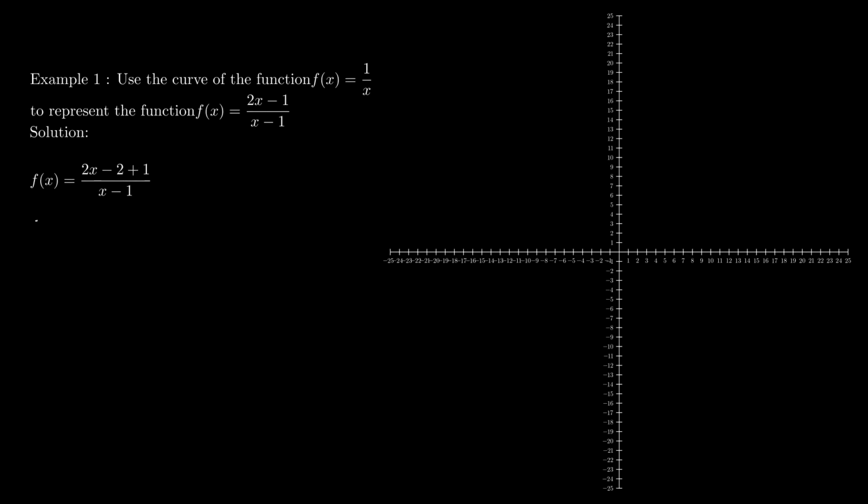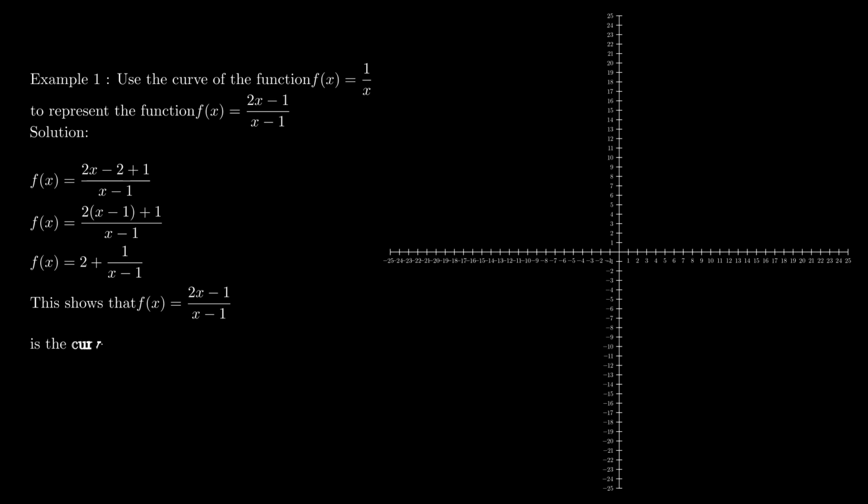Let's rewrite the numerator. So 2x minus 1 equals 2x minus 2 plus 1, divided by x minus 1. Or we can factor the first two terms: 2 multiplied by x minus 1, plus 1, divided by x minus 1. And this is equal to 2 plus 1 divided by x minus 1. Okay, so this shows that f of x equals 2x minus 1 divided by x minus 1 is the curve of f of x equals 1 over x translated vertically by 2 and horizontally by negative 1.